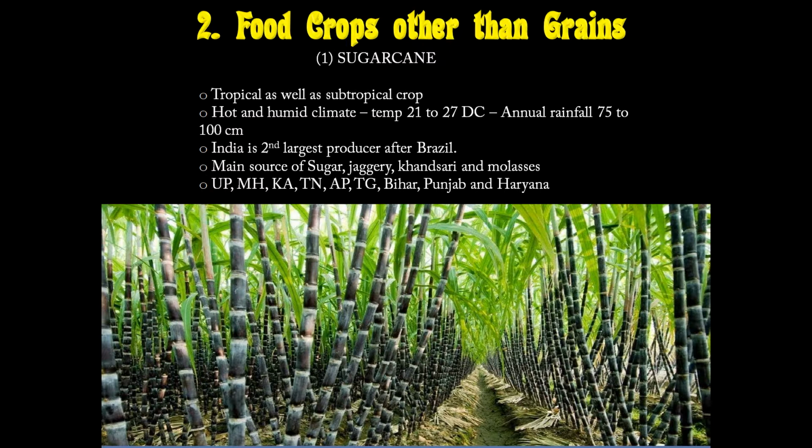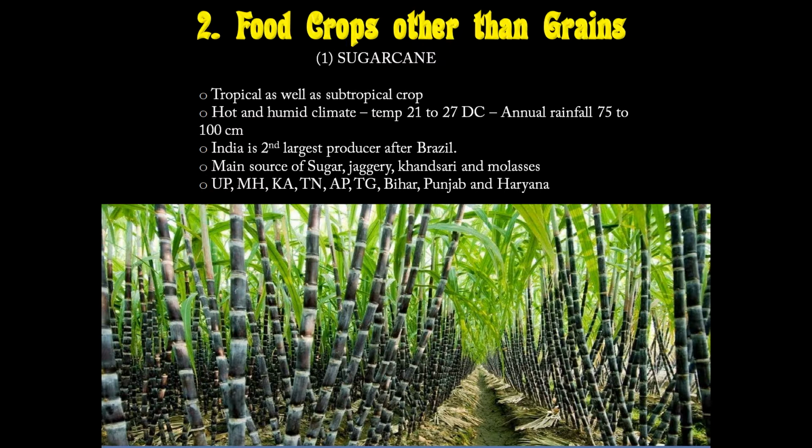Main source of sugar, jaggery, khansari, and molasses. As you know, many sweet things we eat, so sugar, jaggery, then khansari, and molasses, all these things are made from sugarcane. Okay, so there is one question for you, you have to find it out: in Maharashtra, in which area is sugarcane cultivated? That you have to find out.